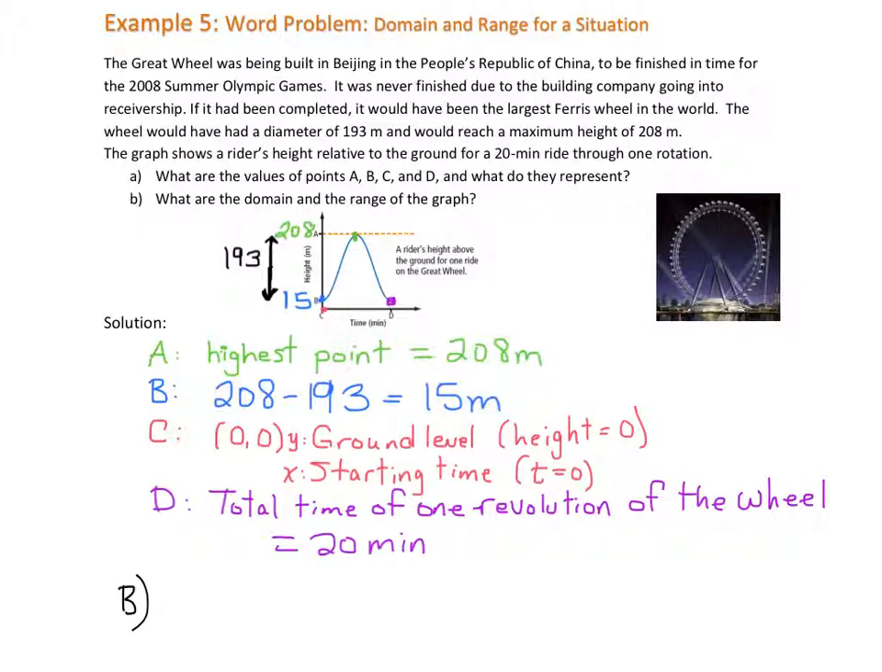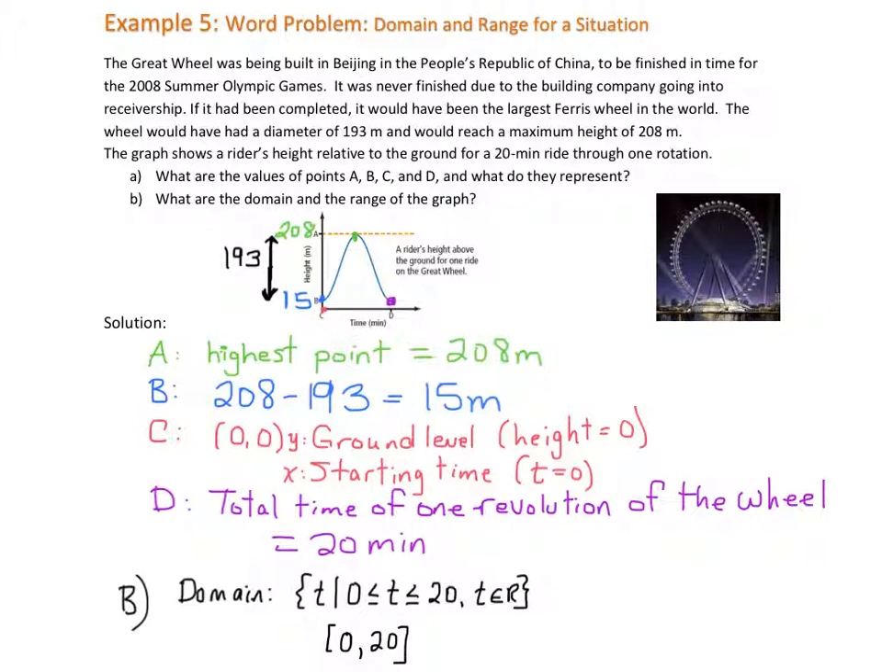In set notation, your domain looks like this. Our variable is t for time, such that the lowest time is 0 and the highest time is 20 minutes, so our time is everything in between, where we have t as an element of the real numbers. In interval notation, we have a square bracket, 0, 20, square bracket.